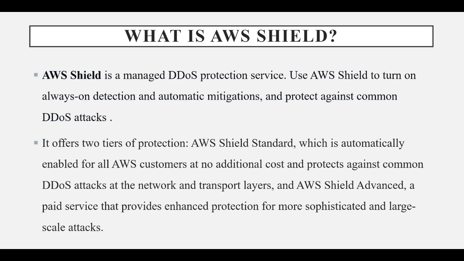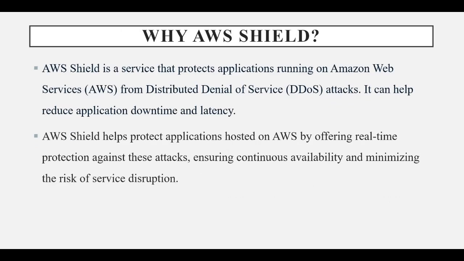AWS Shield Advanced is a paid service, so we need to pay for it. It provides enhanced protection when more sophisticated or large-scale attacks are expected, so we can use Shield Advanced. So that is the two types of protection. We can commonly use it for detection and automatic mitigation for protection against those attacks. So this is what AWS Shield is.